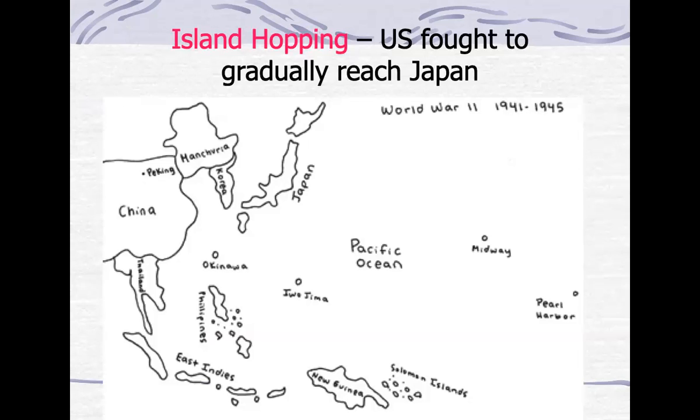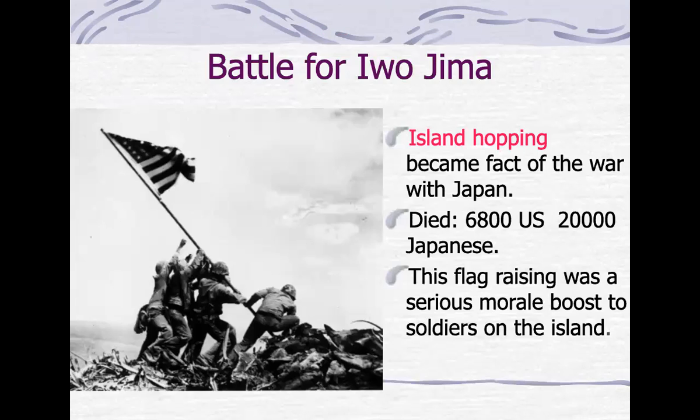Map here. So all the way on the right here, you have Pearl Harbor. The U.S. started from there, battled Japan at Midway. Then they came back to, it's pronounced Iwo Jima. And they sort of went through all these little islands here, battling Japan to try to get all the way to Japan itself. So yeah, the battle for Iwo Jima. So island hopping became a fact of the war with Japan.